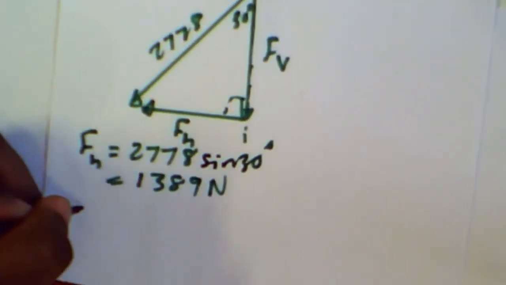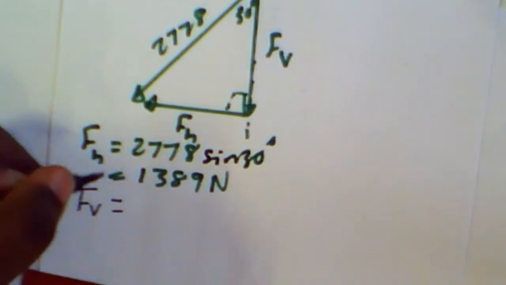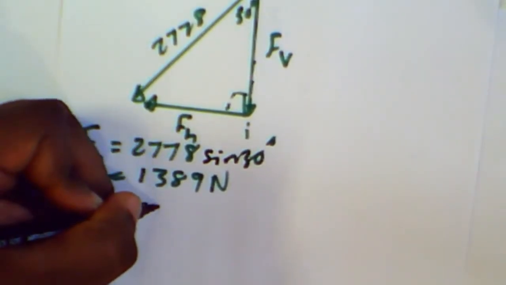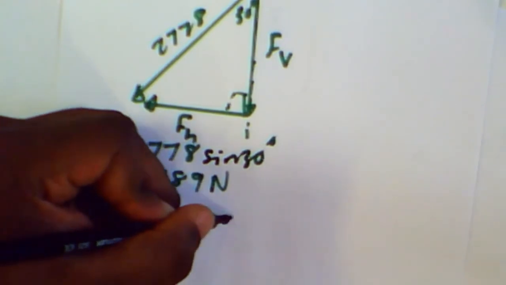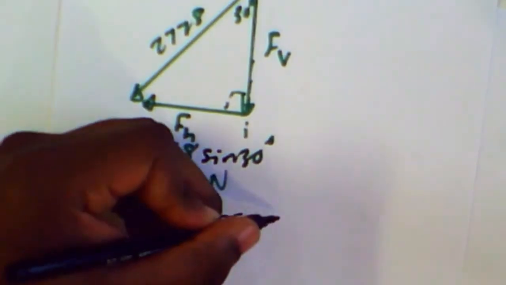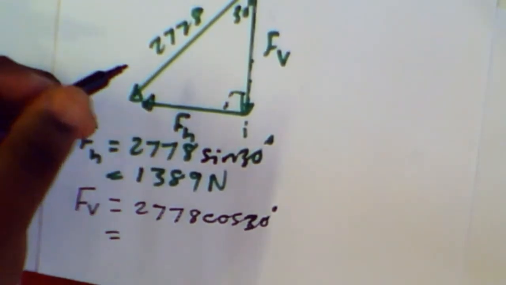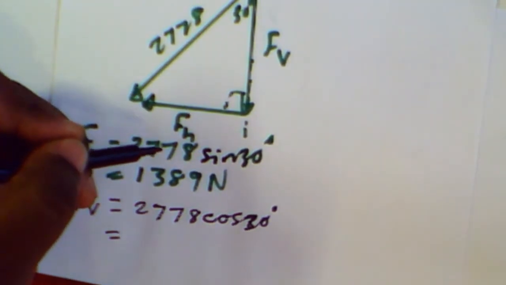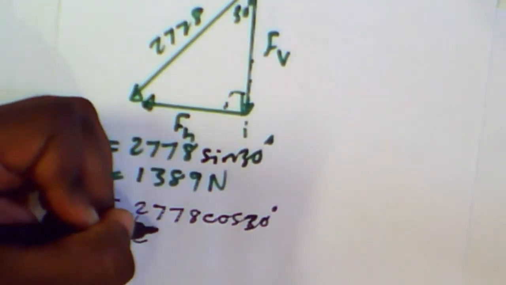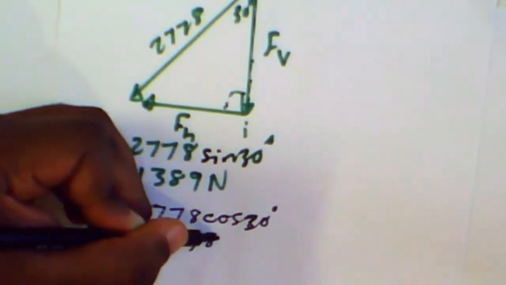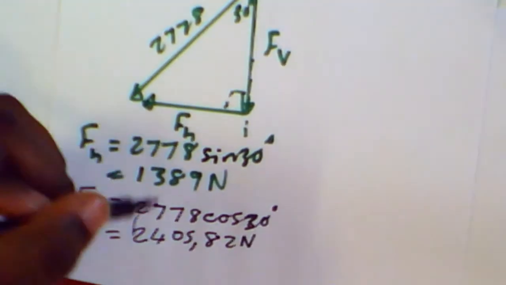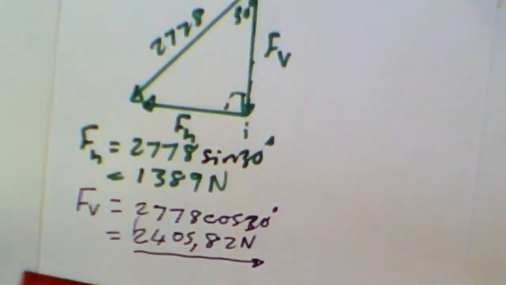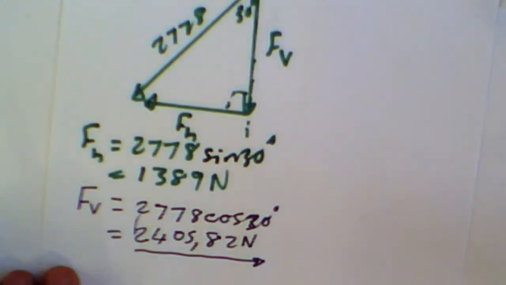And then if I calculate my other force, the vertical force, F vertical, that will be 2778 cos 30 degrees. 2778 cos 30 gives you 2405.82 Newton. Okay, alright. So I've resolved my forces on my pulley.